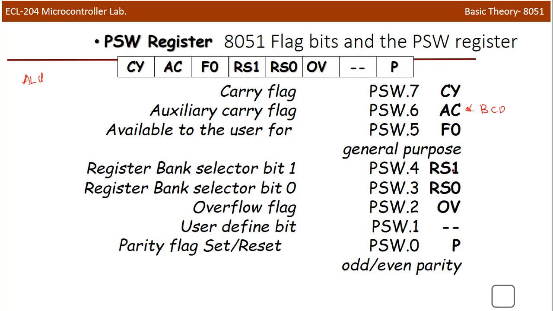We already mentioned that RAM is divided into different banks. To use registers R0, R1 and so on, we need to select the bank, and for that we use RS1 and RS0. Based on the values of RS1 and RS0, we can select different banks. Similarly, there is the overflow flag, which is used in addition, multiplication and division operations. And finally, the parity flag. The PSW.1 location is not actually defined in the 8051. So this is the parity flag.